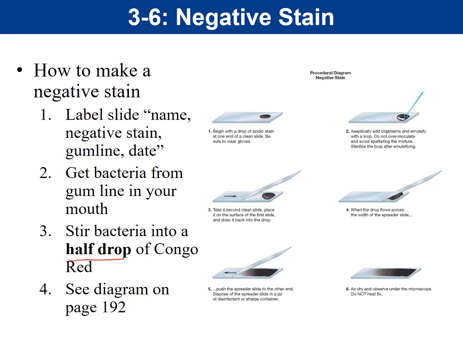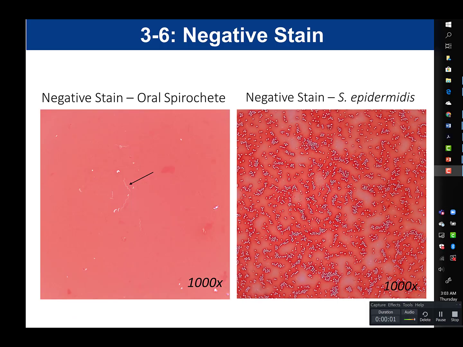After you've smeared your bacteria, you're going to let it air dry. Again, no heat at this step, just let it air dry at your desk, and then you're going to view it under the microscope. So what we're looking at here, on the left, is a picture of an oral spirochete. So this would be if you did this experiment using the scraping along the gum lines, like in the instructions. And so some people would have an oral spirochete.